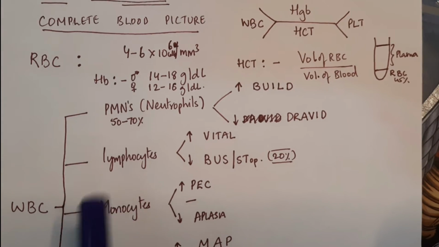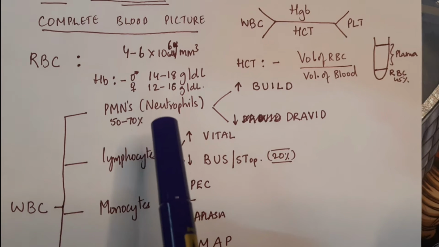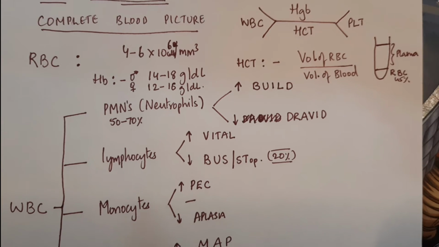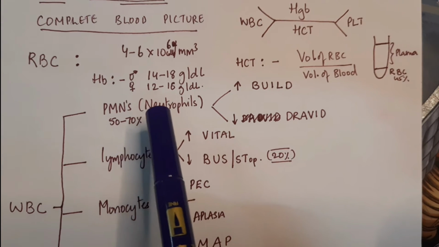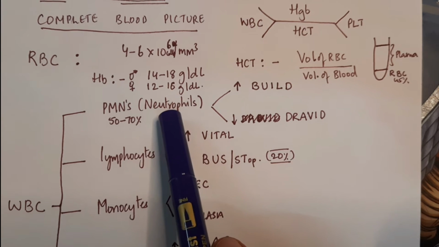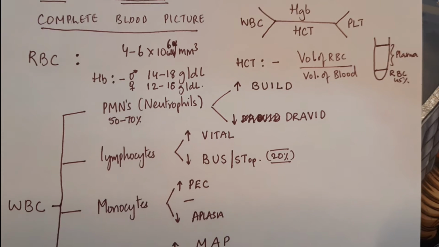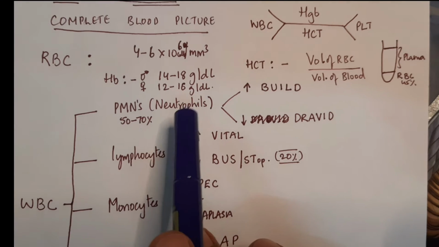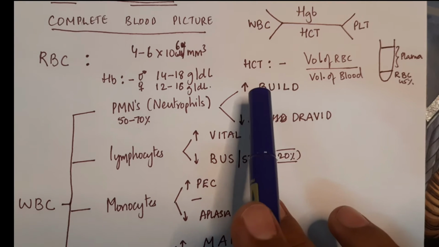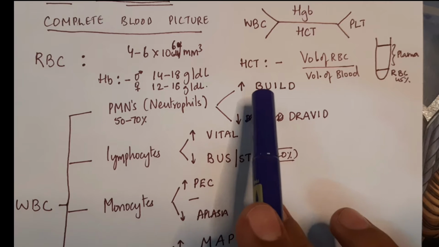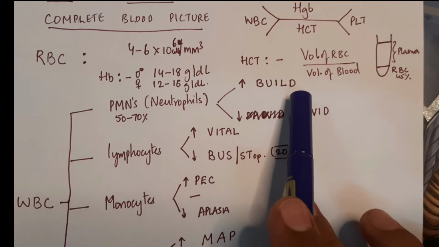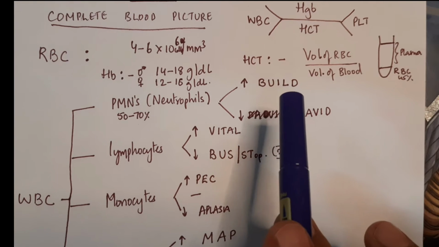Now in this video, we will talk about WBCs and different values, whether they are increased or decreased, right? So remember this. First is polymorphonuclear neutrophils, or we generally call them neutrophils. They are approximately 50 to 70%. And neutrophils are increased in BUILD. Remember it as BUILD, that is bacterial infection, uremia, infarction, leukemia and diabetic ketoacidosis. All these things cause BUILD.